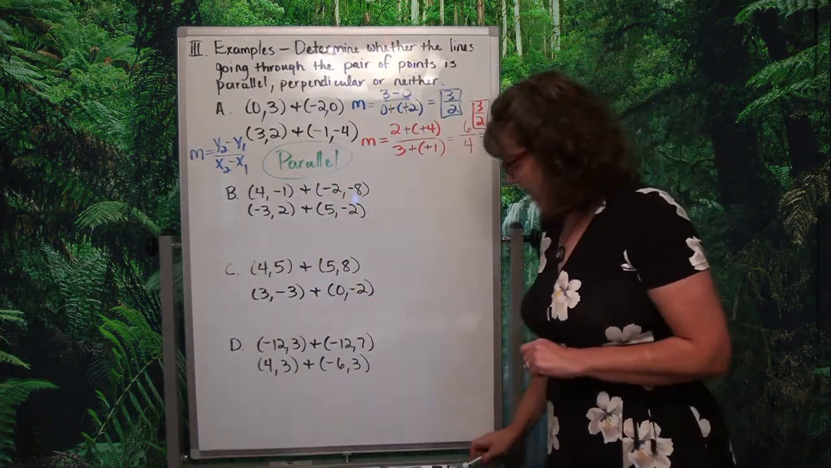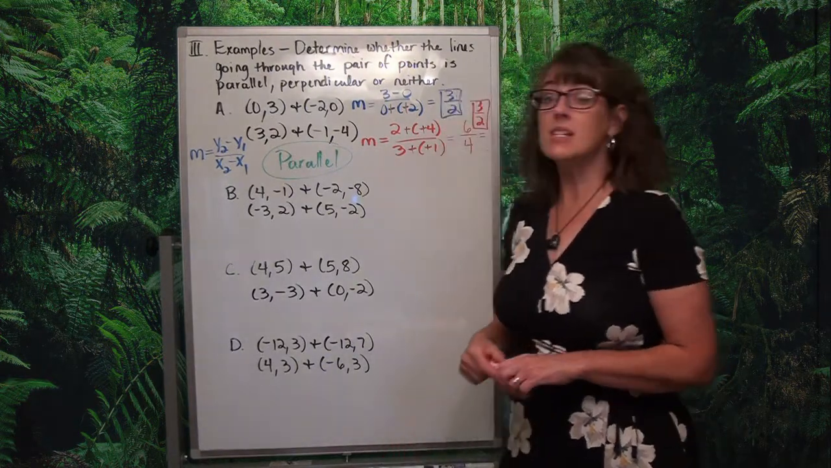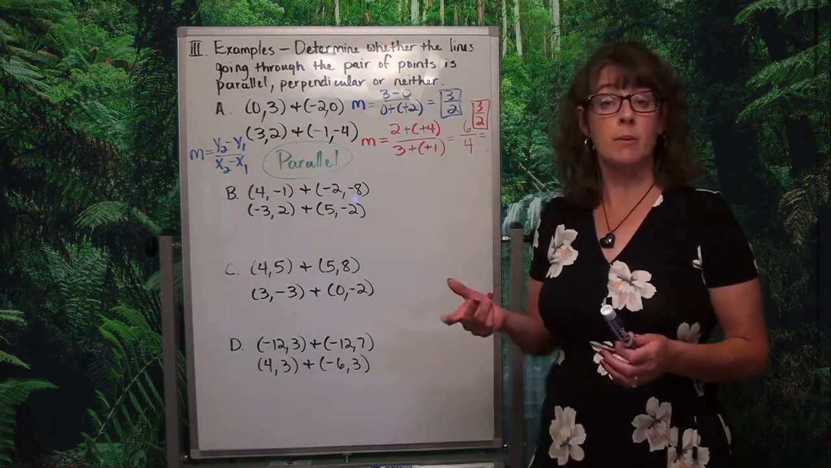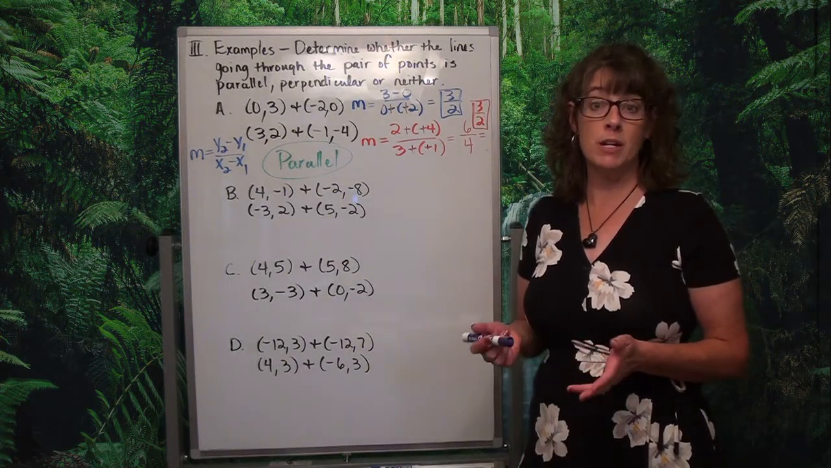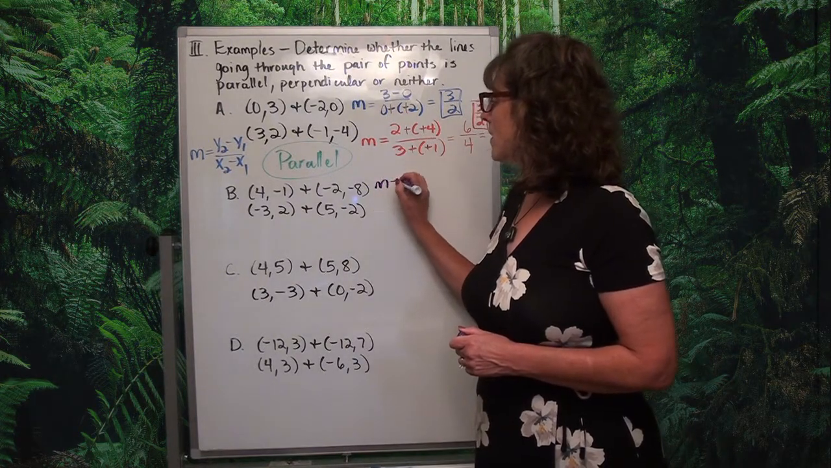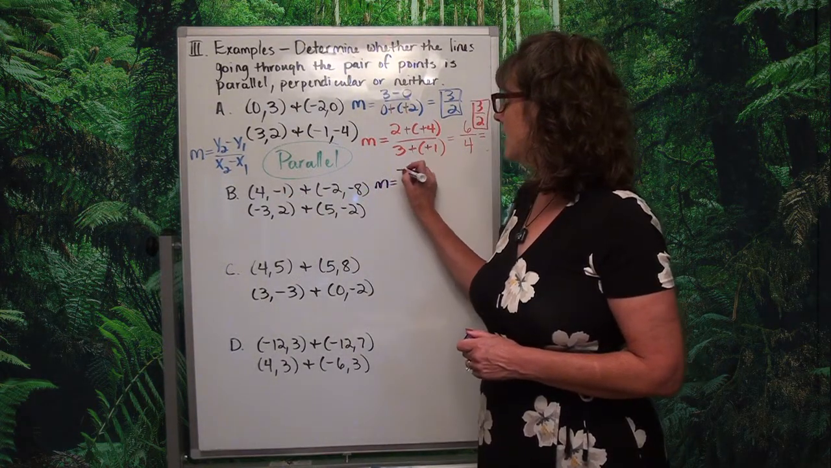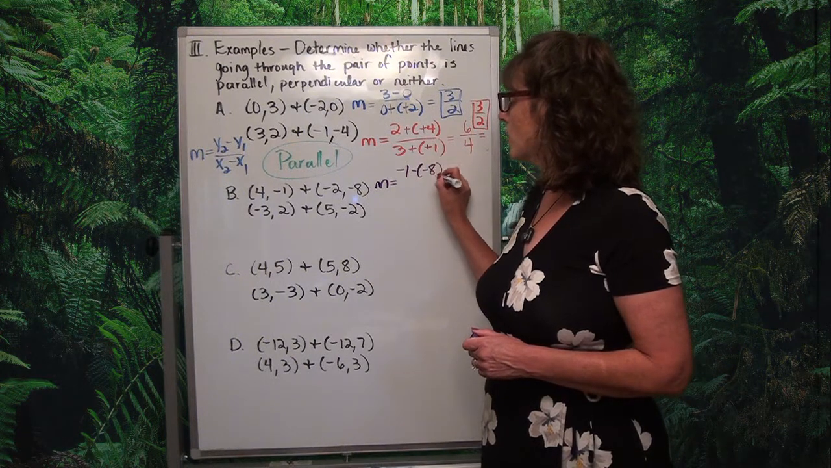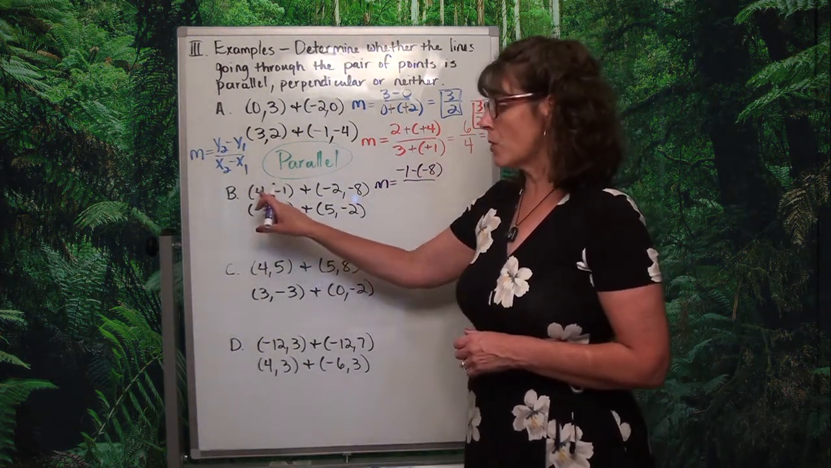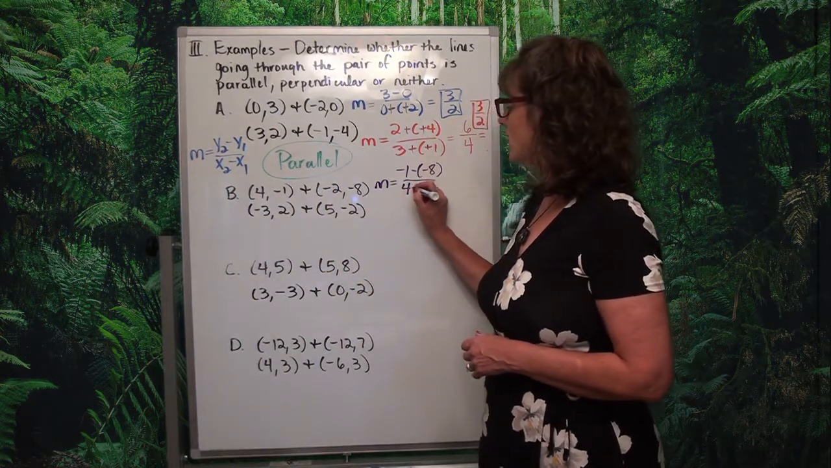Okay, let's try the next one. So in this one, similar idea, I need to be able to get the slope of each one of those lines, and then I'm going to compare it to decide if they're parallel, perpendicular, or neither. So I'm going to subtract the y's on the numerator, and let's go with the -1 minus the -8. I could do it the other order if I wanted, it doesn't matter, but since I went in that order, the x's will have to be 4 minus the -2.